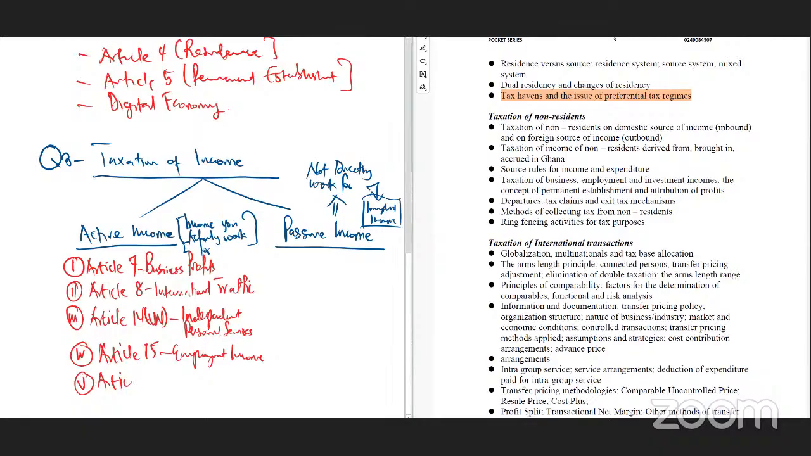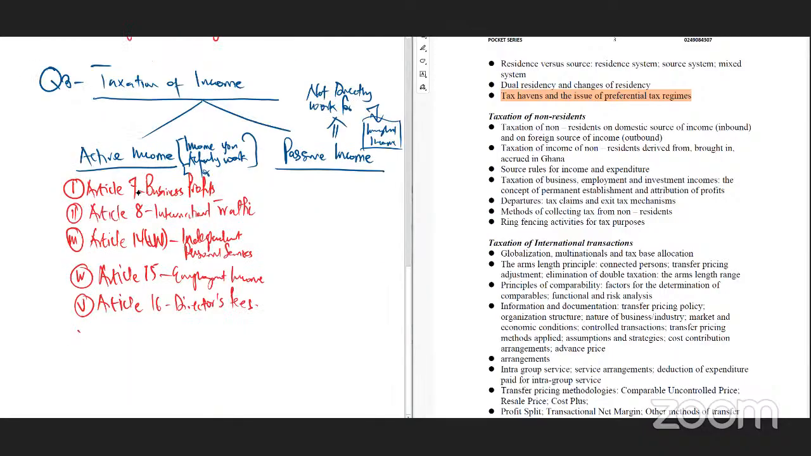So when you're a director in a company and you are paid board fees, how do you deal with it? I've segregated it so that it makes it easier for you. Then we look at Article 17, which deals with entertainers and sportspersons, entertainers or artists and sportsmen, athletes, and how to tax them.